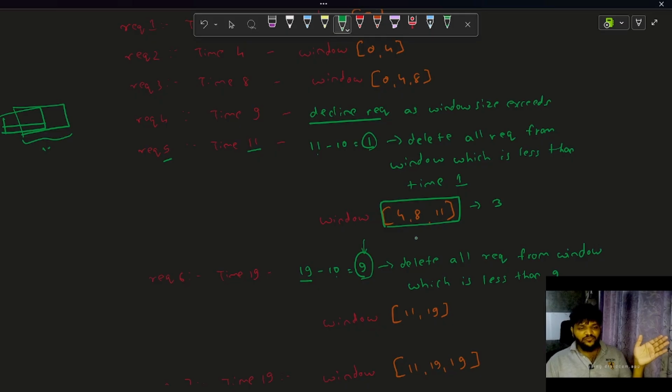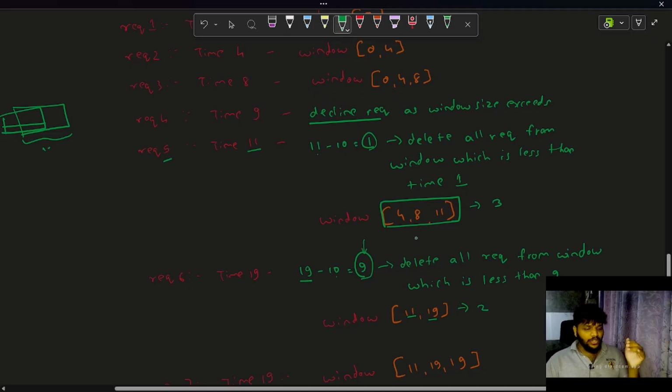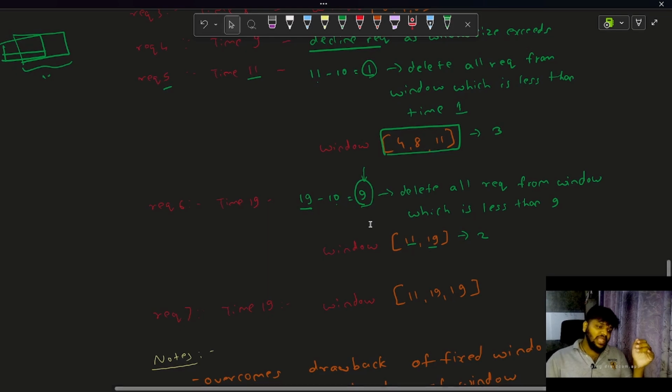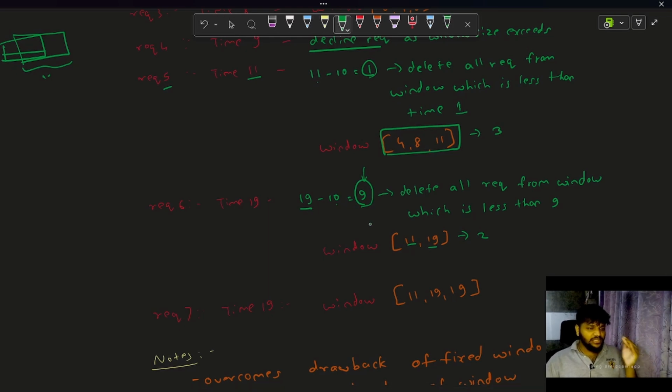Window, I removed 4 and 8. Only 11 was present. I entertained this request 19. So now my window size is 2 and it is again well within the 10 seconds of the window. Now assume again in the 19th second only, I received a request 7.